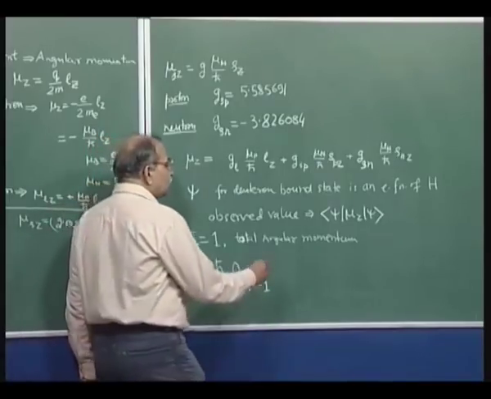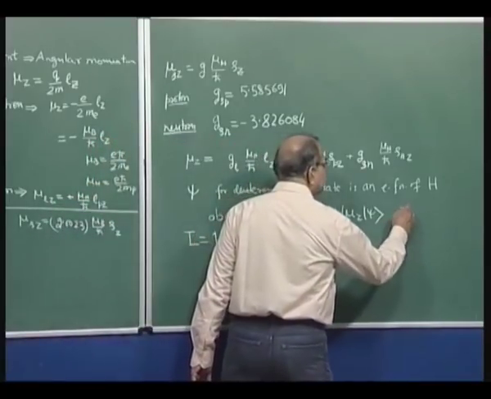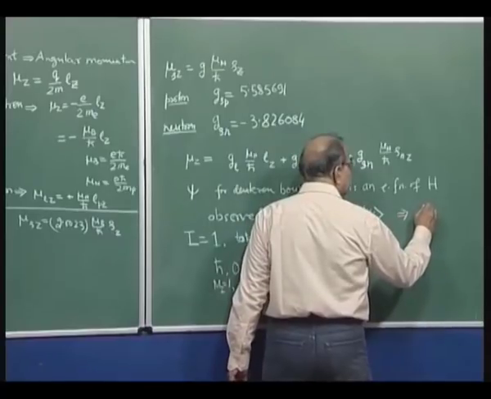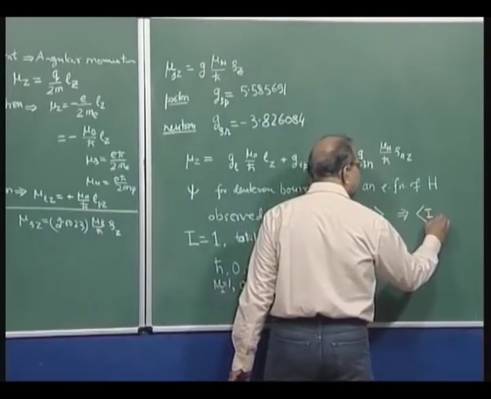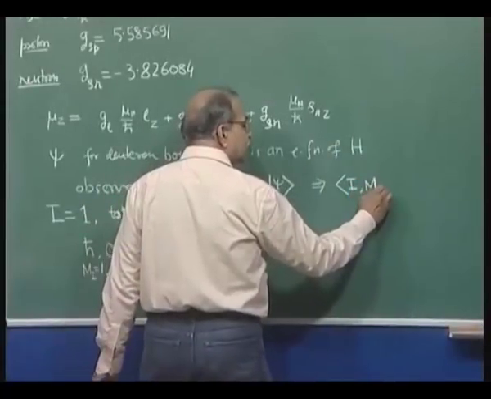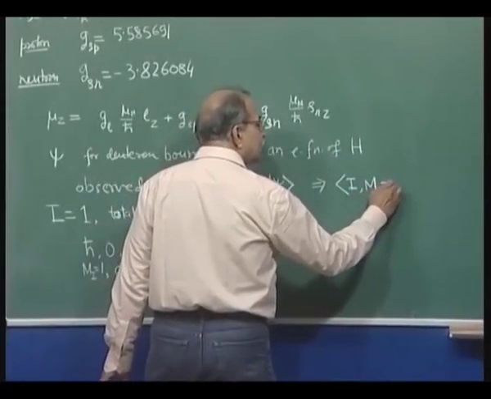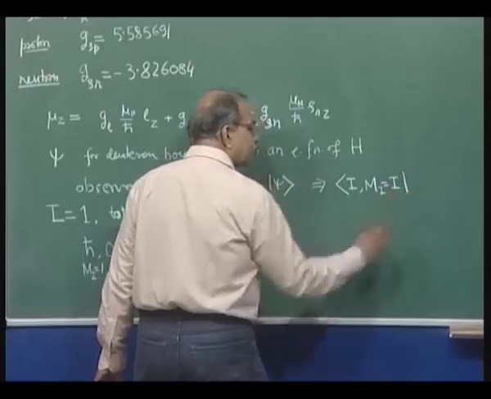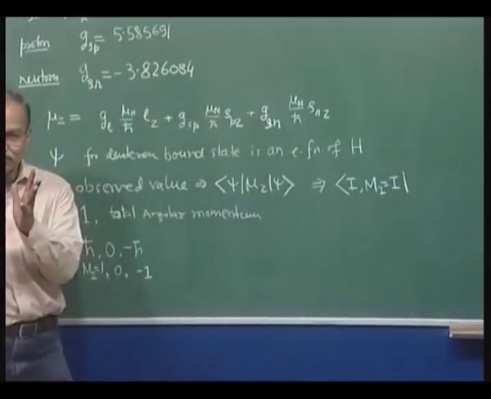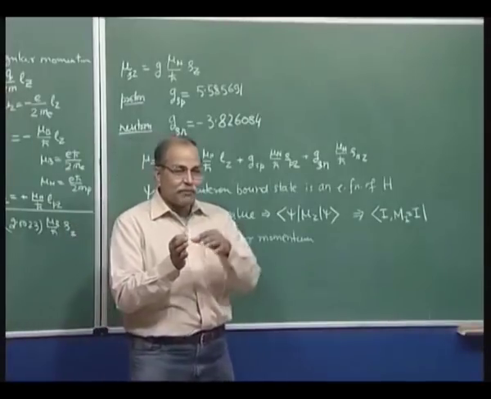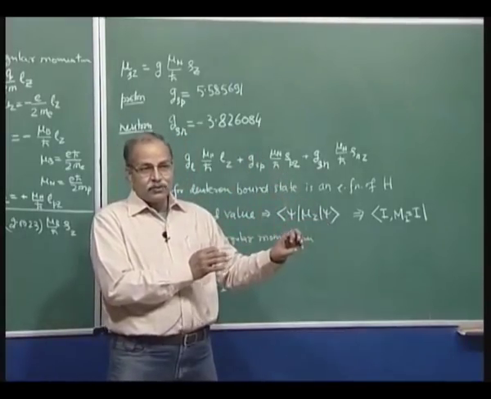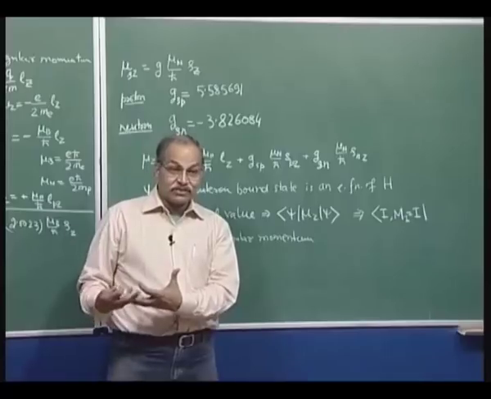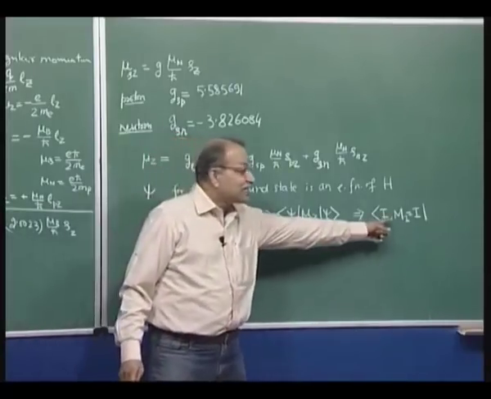So, the observed value corresponds to the situation where m I is the total angular momentum, and m I should be equal to I. This wave function I should use if I want to compare the experimentally observed value with the calculated value. So, I should make calculations with this wave function.